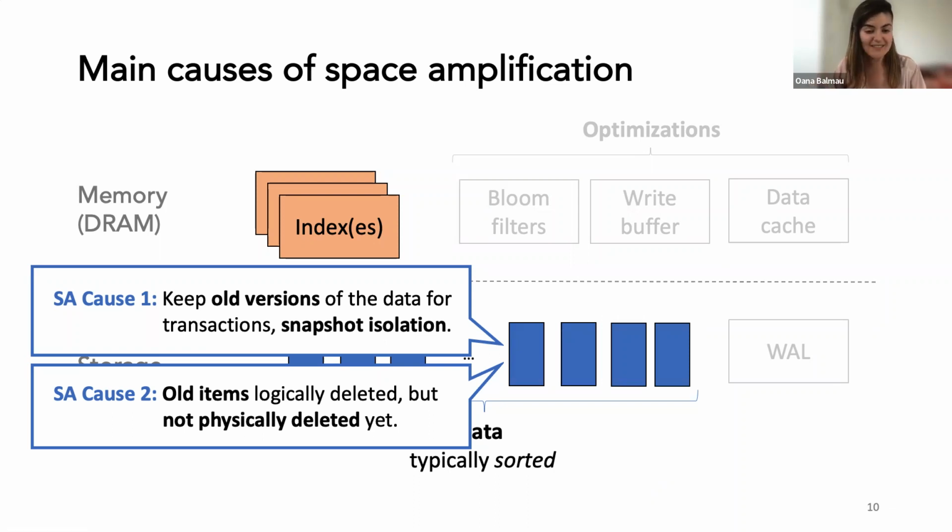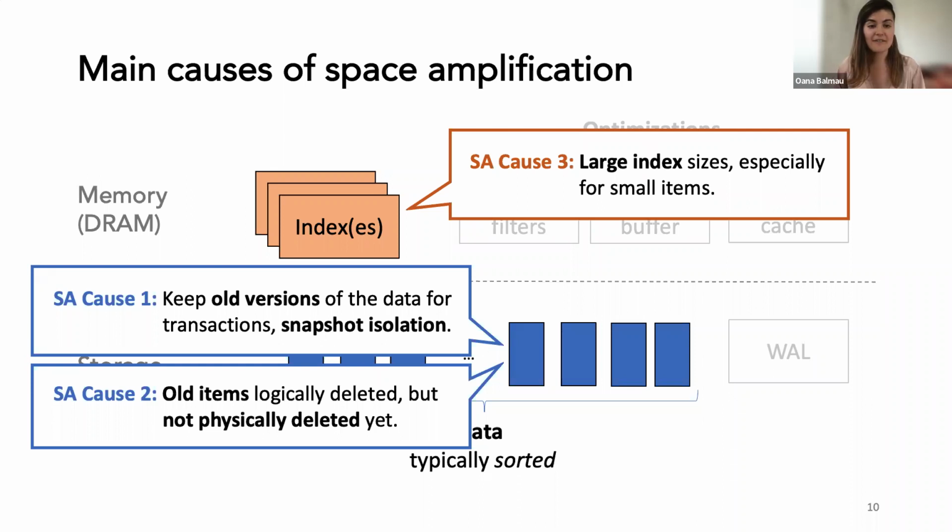The second cause is that sometimes items might be logically deleted, but they are not physically removed from the data store. And Manos's group has very nice work on these deletion efficient LSMs, which addresses a very real and important problem that also contributes to space amplification.